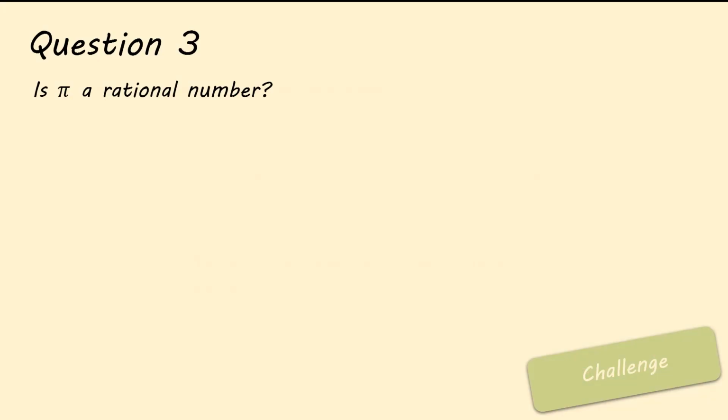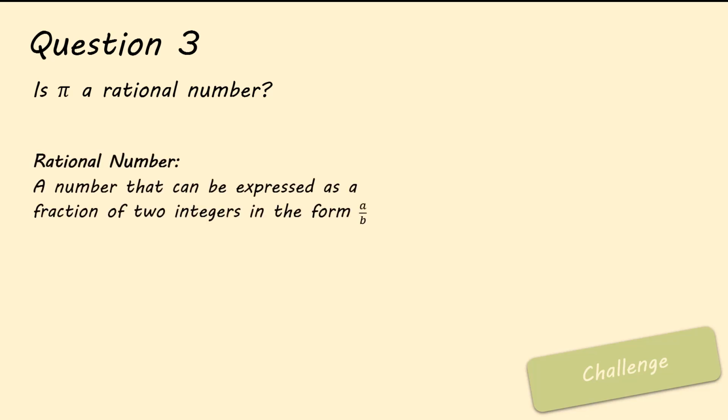Question 3. Is pi a rational number? Recall the definition of a rational number. This is any number that can be expressed as a fraction of two integers. Since we can't write pi as a fraction of two integers, and we know that pi as a decimal goes on forever and has no pattern, the answer is no, pi is not a rational number.